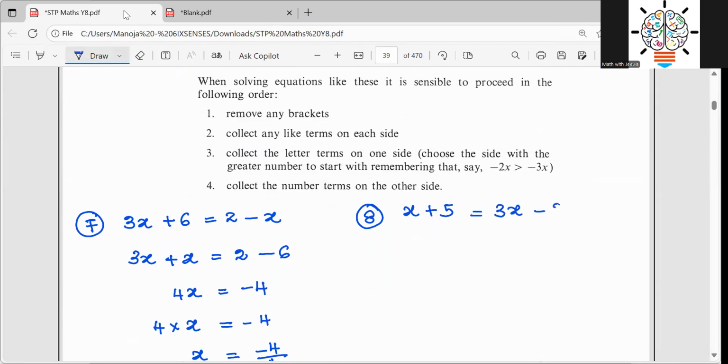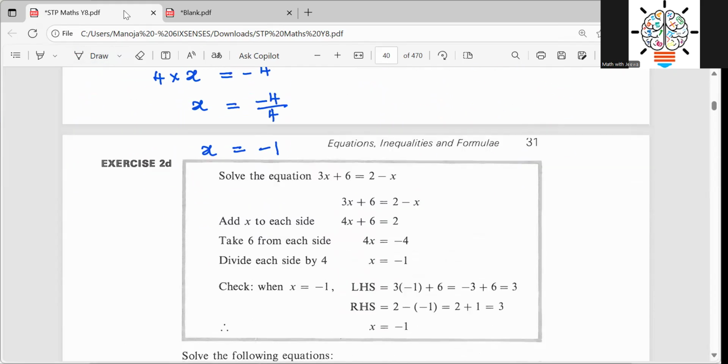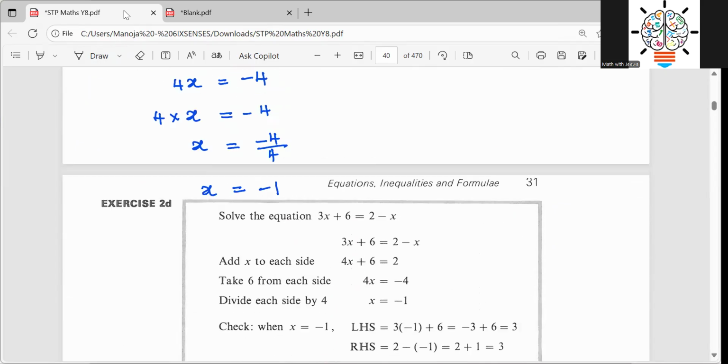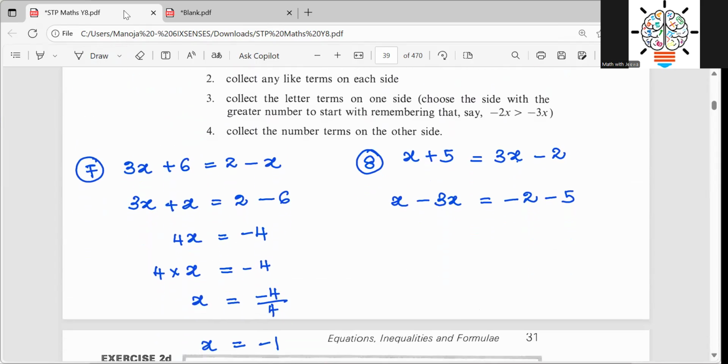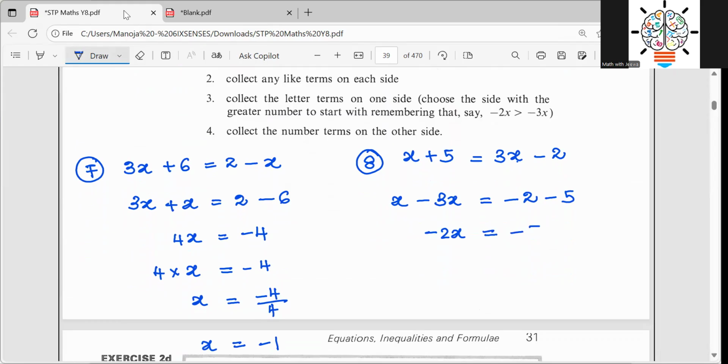3x minus 2. Now what happened? I keep x, and I bring this positive 3x as negative 3x, and this negative 2 and negative 5, right? So I'm going to double check whether I have written it correctly. 3x minus 2, correct. And you bring this 3x to this side, minus 3x. And then you bring this plus 5 to the other side: minus x minus 3x, minus 2x. Minus 2x is equal to minus 7.